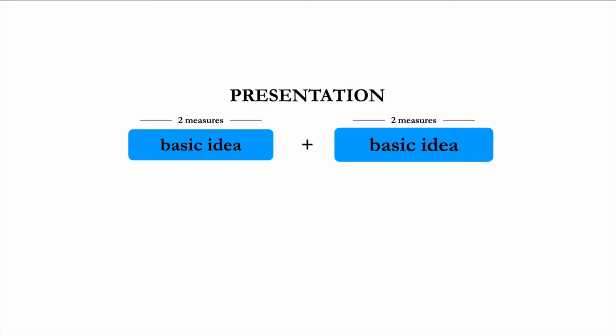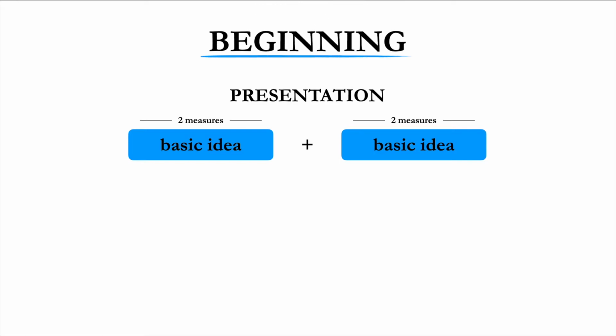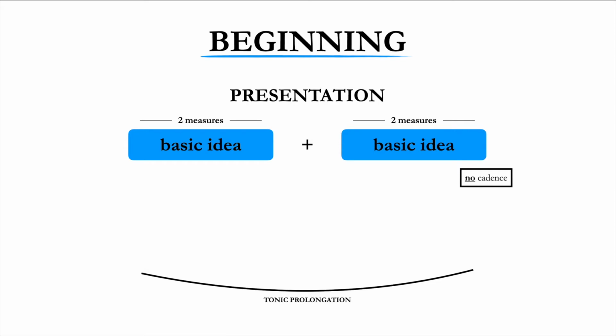Because this immediate repetition demands that something else follow in measures 5 onward, presentations function as musical beginnings, and as such, by definition, do not end with a cadence. Presentations are supported instead by a harmonic progression that prolongs tonic harmony. Here's an abstract model of a presentation with various possible harmonic underpinnings.